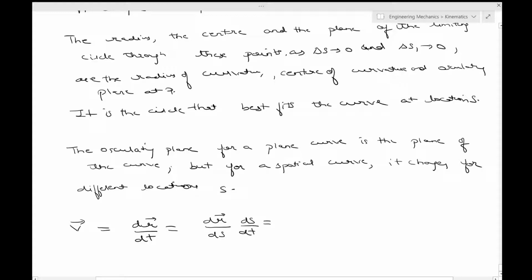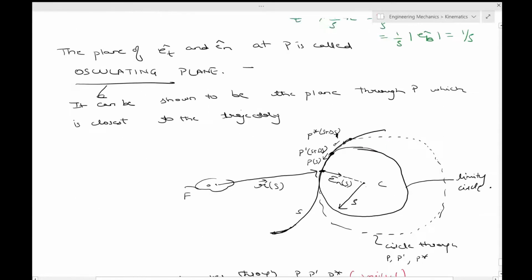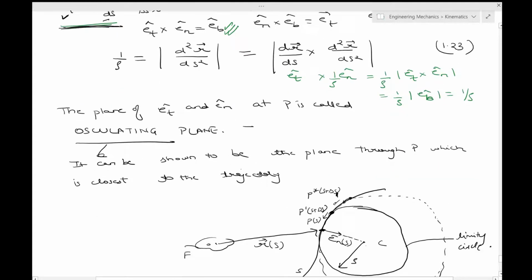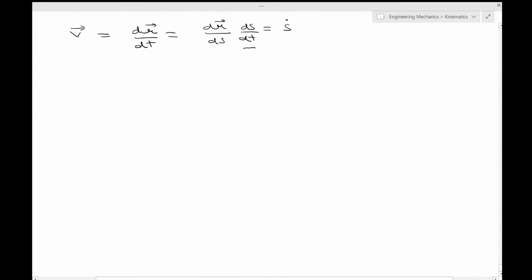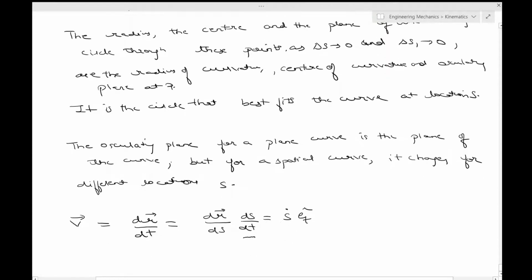If you look at this term, you can call it s dot, and you want to now see what dr by ds is. So let's go to equation 1.22. dr by ds is actually equal to et hat. So I'll just write it as et hat over here. This is the expression which we have for the velocity.